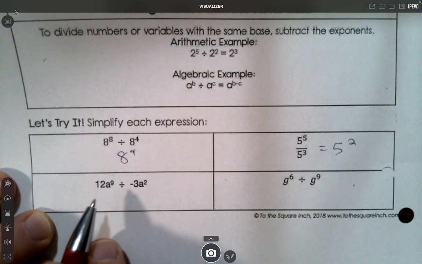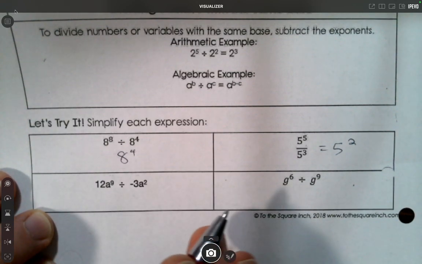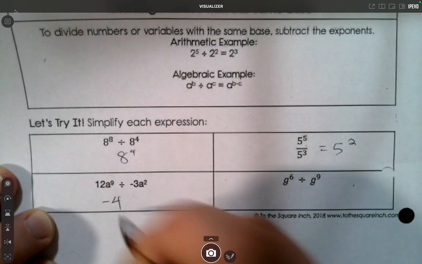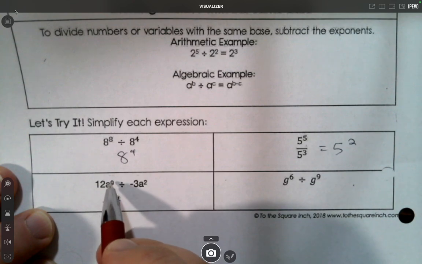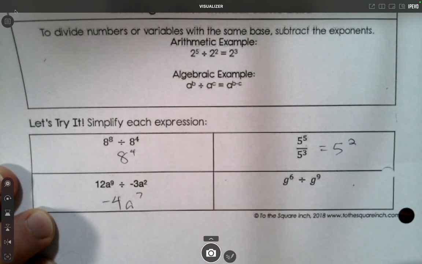So once again, pay attention. The 12 and the negative 3 are not related to the bases or the exponents. So do this individually. 12 divided by negative 3 is negative 4. 8 to the 9th divided by a squared, that's 9 minus 2, which is 7.